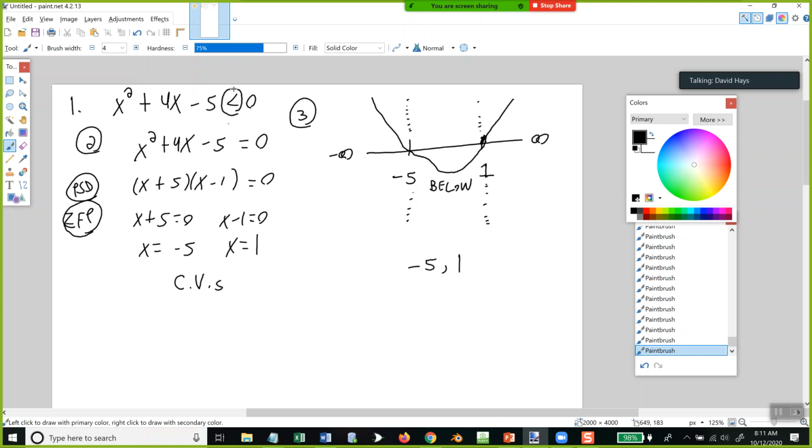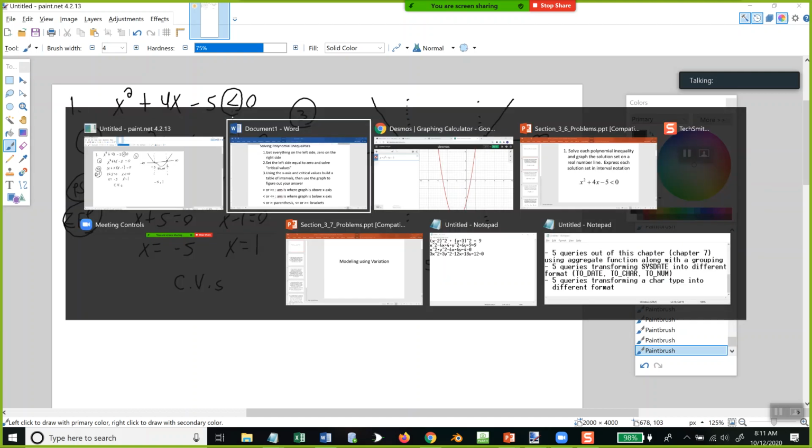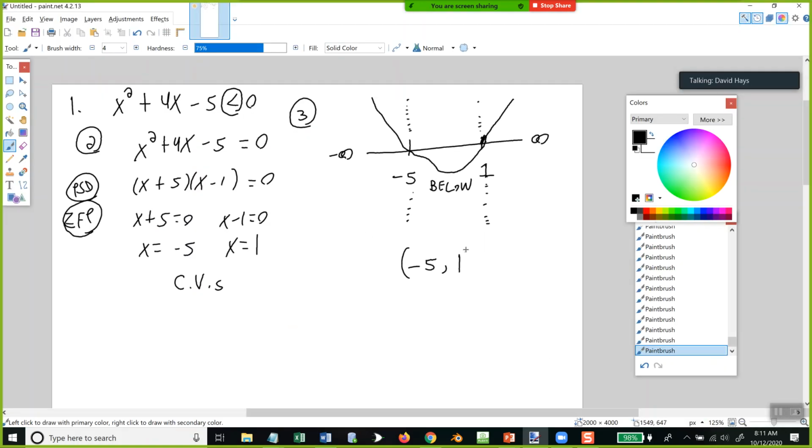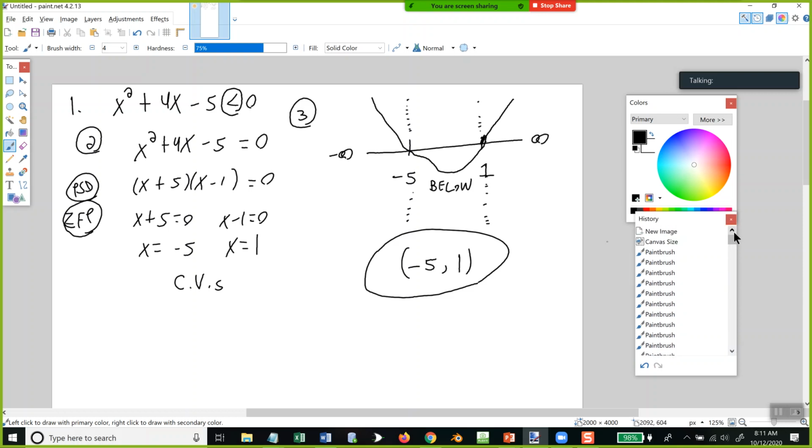Now, specifically, we had a less than here. And our instructions say, for a less than, we're going to use parentheses, which means I'll put parentheses around them like this. And that's interval notation. When we're solving polynomial inequalities, you won't just have one answer. You'll have a range of answers. There's actually an infinite number of values between negative 5 and 1, not including negative 5. Questions on that?